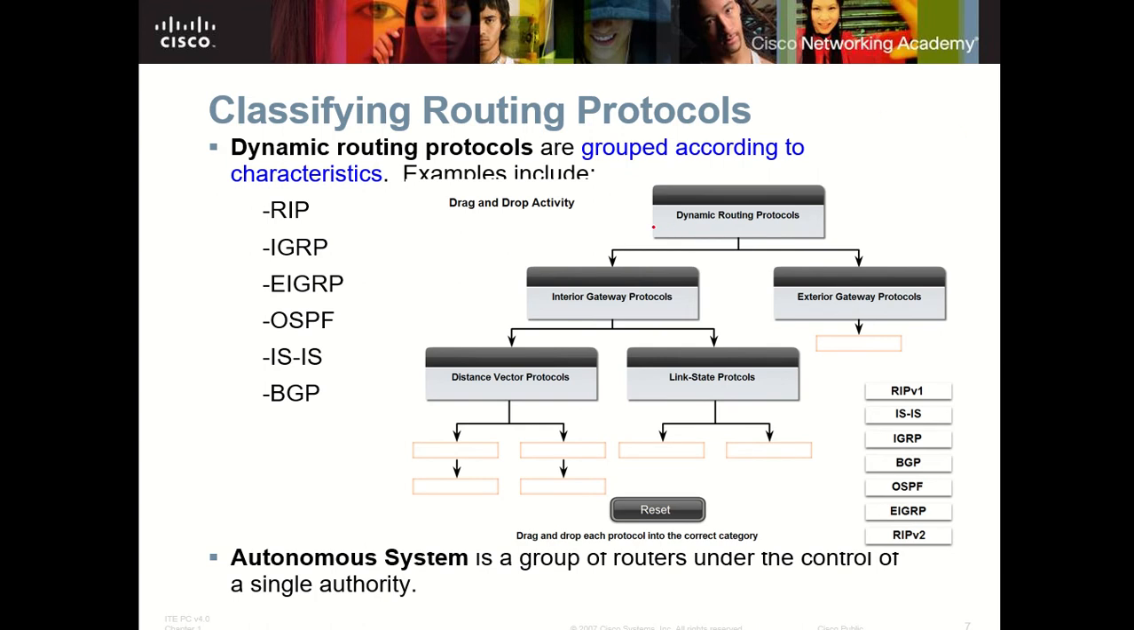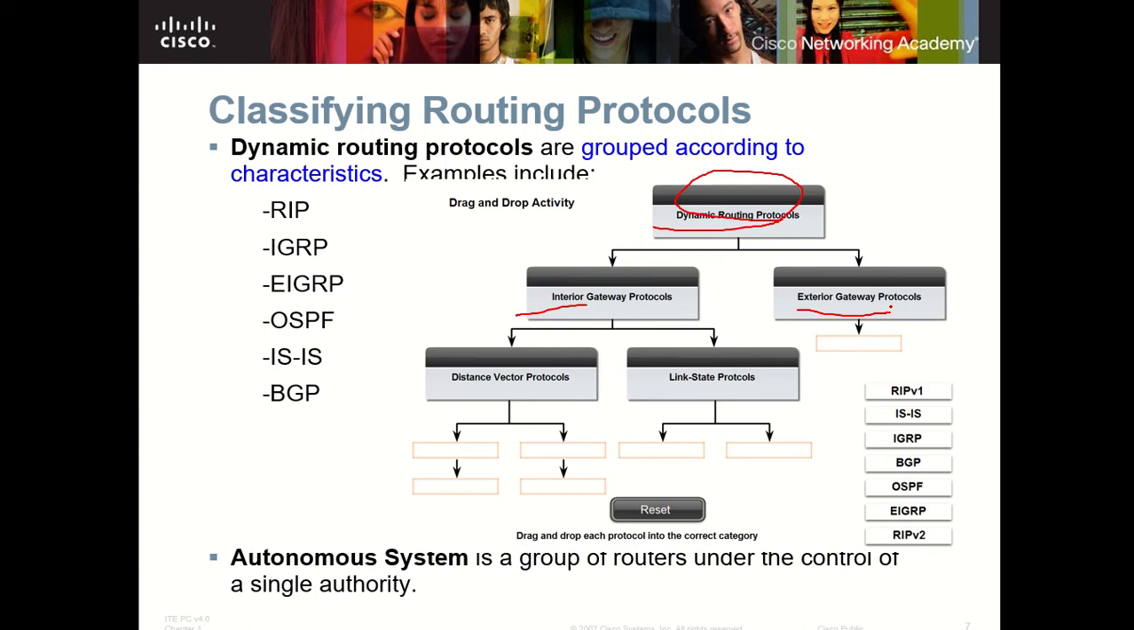Alright? So we have here the dynamic routing protocols. They are classified based on interior gateway protocols and exterior gateway protocols. Again, I repeat, in terms of routing protocols we have two kinds, the static routing protocol and the dynamic routing protocol. While the dynamic routing protocol is classified into two categories, the interior gateway protocols and the exterior gateway protocols.